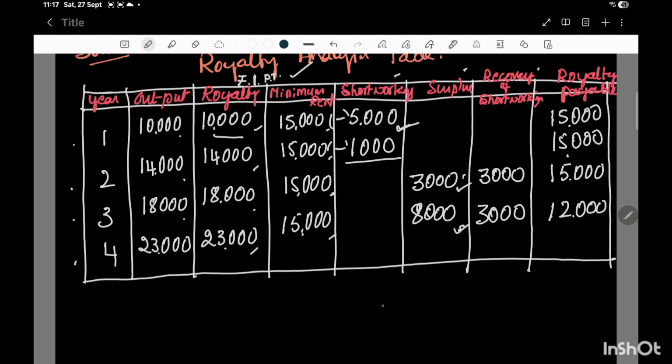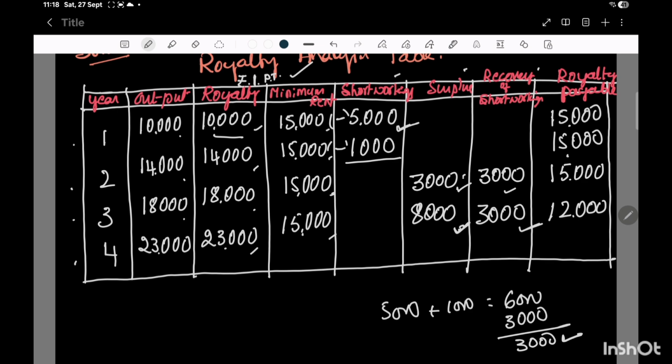So what is the total amount of short workings? 5,000 plus 1,000. Total you have 6,000. Okay. So out of that 6,000, you have recovered 3,000 in the third year. And the remaining 3,000 will be recovered in the fourth year. Okay, so even though surplus is 8,000, you are recovering only 3,000 because that is the balance you have in the short workings. Surplus 8,000 cannot be recovered. Only the amount required to recover the short working is to be written in the recovery column.